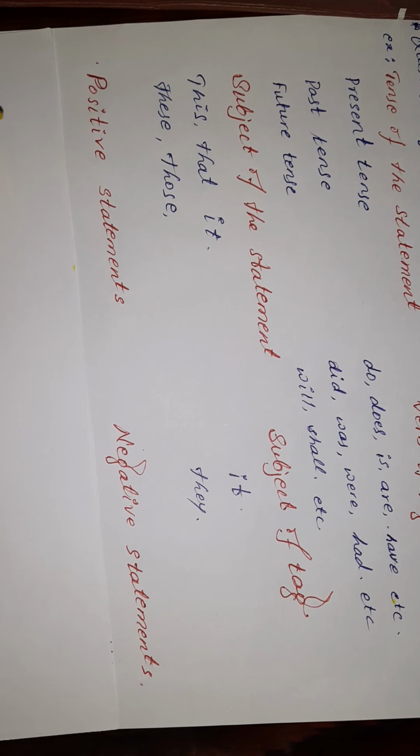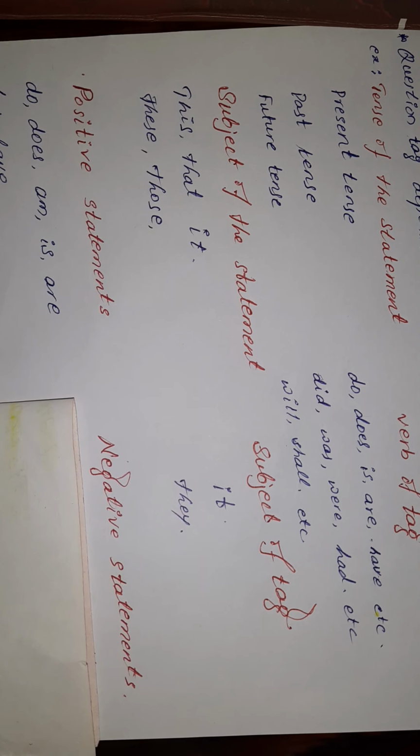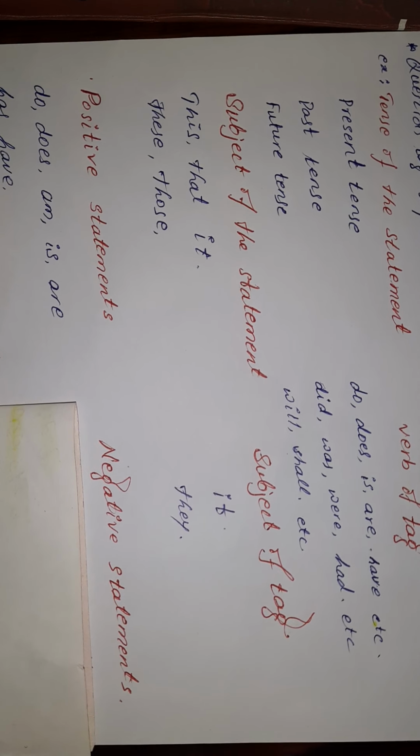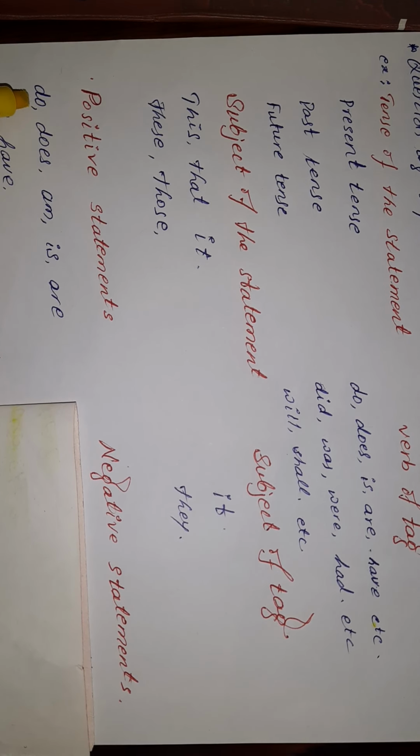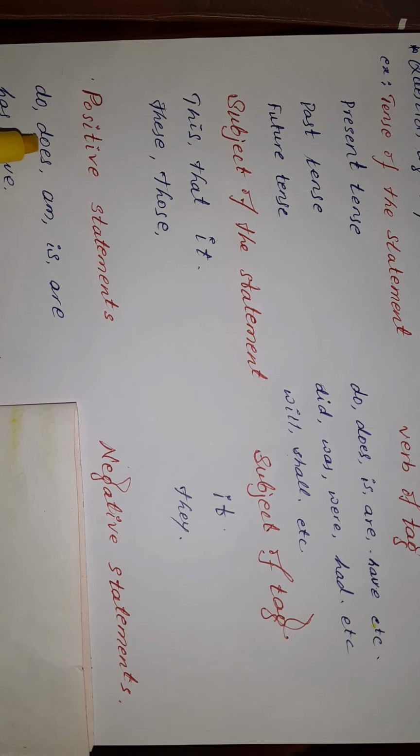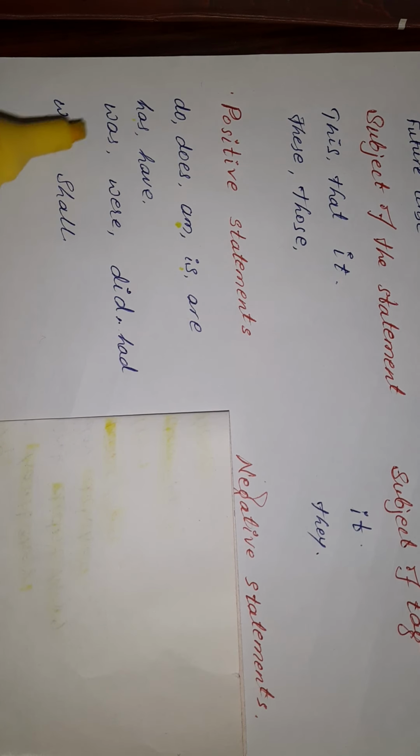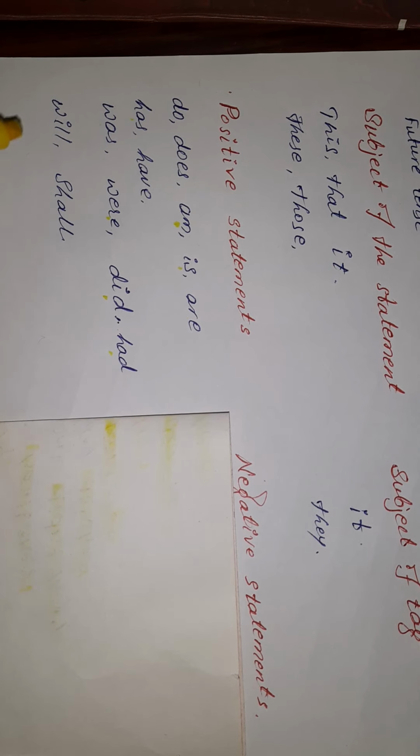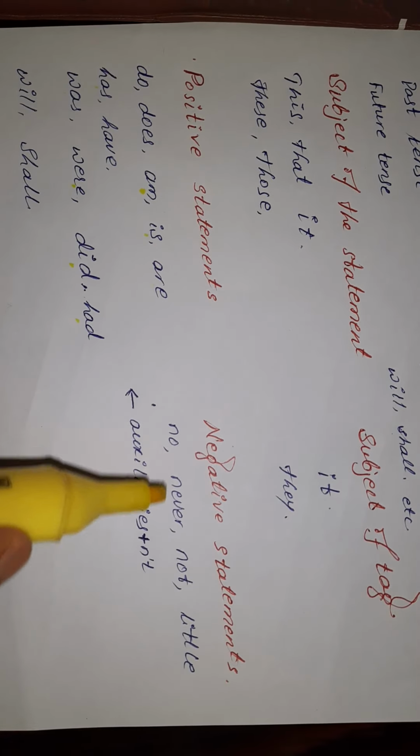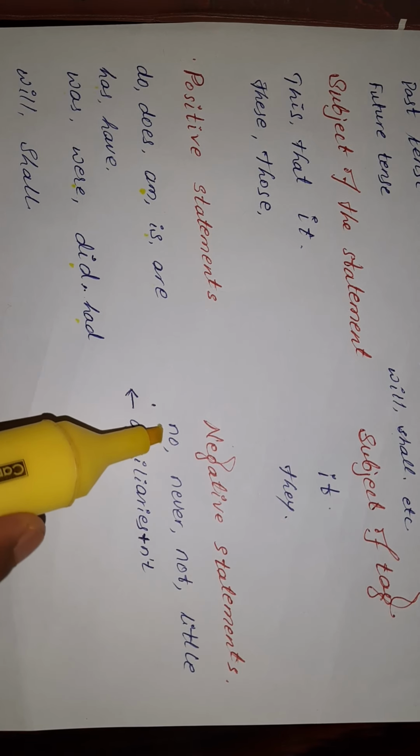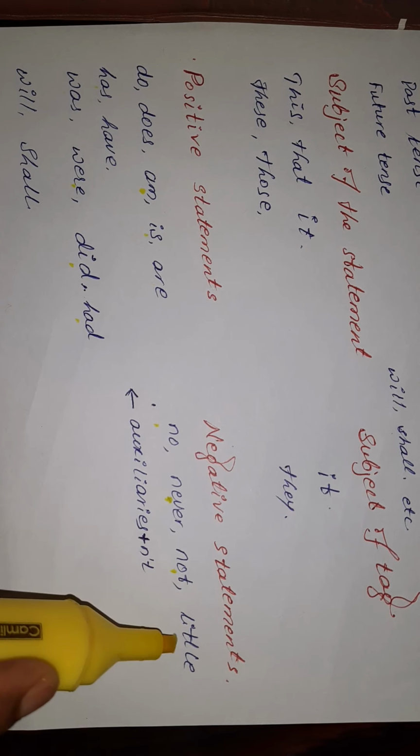If we want to make a question tag, we should be aware of positive statements and negative statements. Positive statements are always formed with helping verbs or auxiliary verbs: do, does, am, is, are, has, have. These are the auxiliaries of present tense, and was, were, did, had are the auxiliaries of past tense, and will, shall are the auxiliaries of future tense. And negative statements are formed with the words no, never, not, and little.